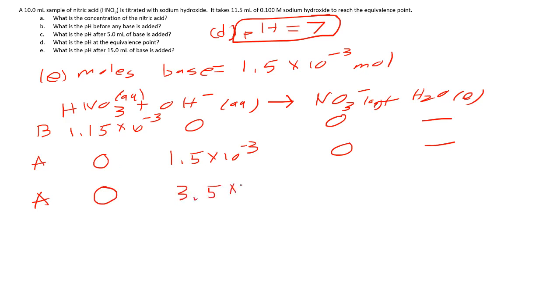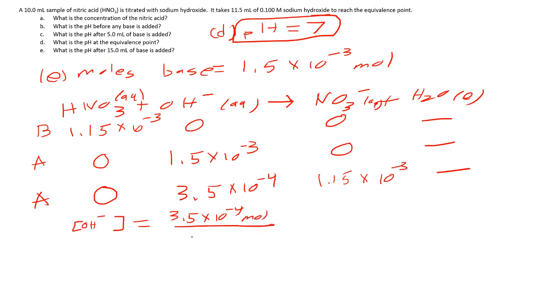And we'll have 3.5 times 10 to the minus 4 moles. That's because we took 1.5 times 10 to the minus 3 and subtracted 1.15 times 10 to the minus 3. Then you'll also have this much nitrate ion left, but note that that doesn't matter in this particular problem. We then know that we've got excess hydroxide. So our OH minus concentration is equal to our 3.5 times 10 to the minus 4 moles over our new volume, which is now 25 milliliters or 0.0250 liters. That's because you had 10 milliliters and you added 15. And from that, we get that our concentration is 1.40 times 10 to the minus 2 molar.